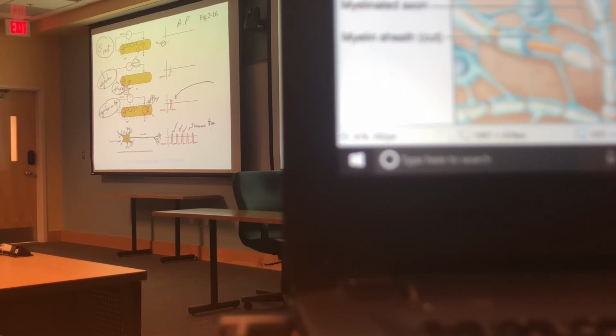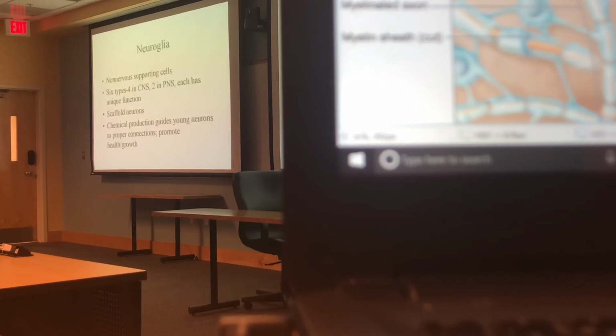Efflux of potassium, okay? Guys, then you have what's called the neuroglia. This is the support cast. We talked about the neuron, that's the main star, the main functional part of the neural tissue, right? Then you have the support cast, the supporting cells. You have 6 types: 4 in the CNS, 2 in the PNS, and they each have a specific function. Their function primarily is to scaffold neurons. Their chemical production guides young neurons to proper connections, and they promote the growth and health of the neuron, okay?